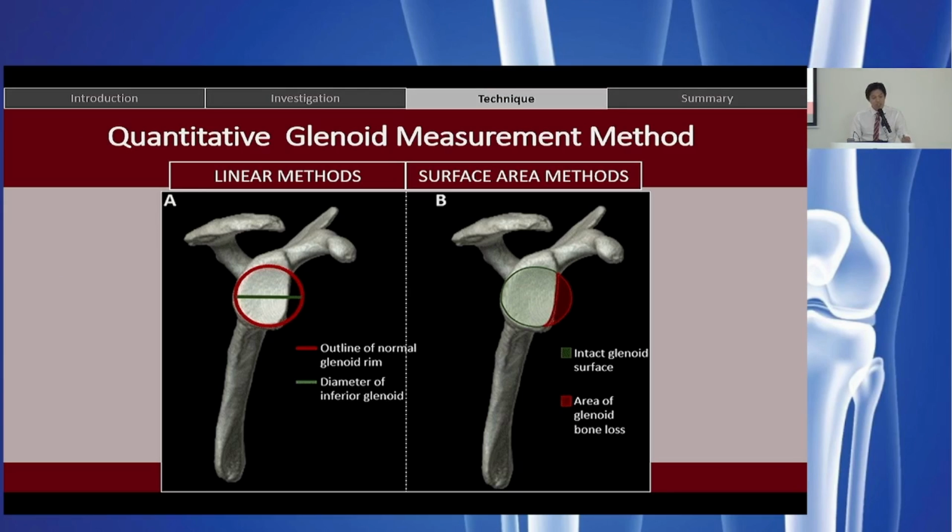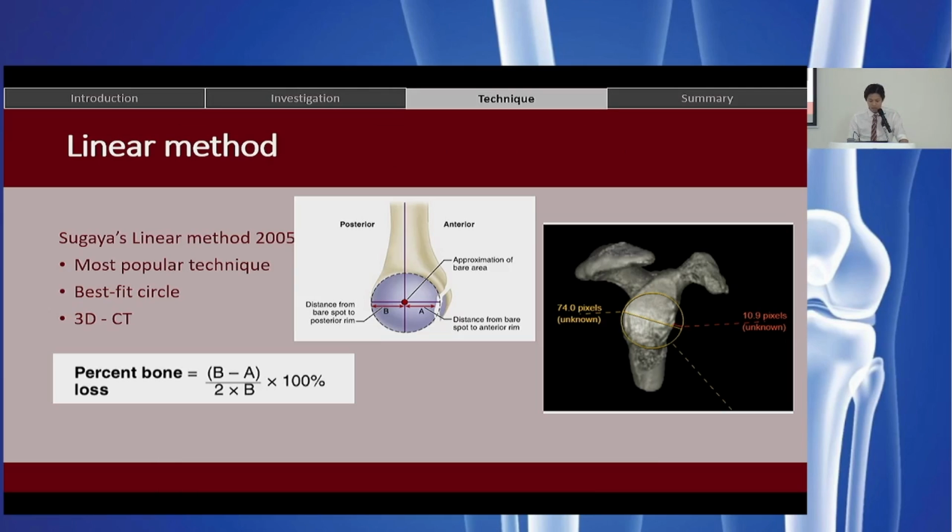So after the investigation, now let's talk about the methods we use for measurement. We usually divide all the methods into two groups. First is the linear method, and the second is the surface area method. There are many published linear methods, but the most commonly used is the linear method by Sugaya, as I mentioned previously.